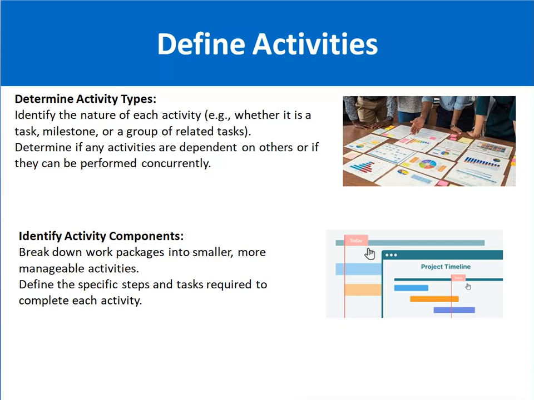Next is to identify activity components. A work package is the smallest unit in the work breakdown structure which can be estimated. Break down the work package into smaller, more manageable activities. Define the specific steps and tasks required to complete each activity.